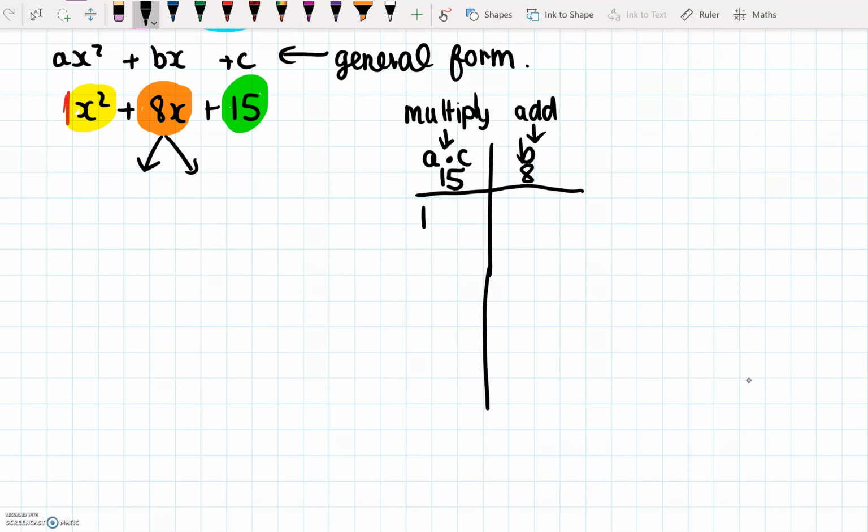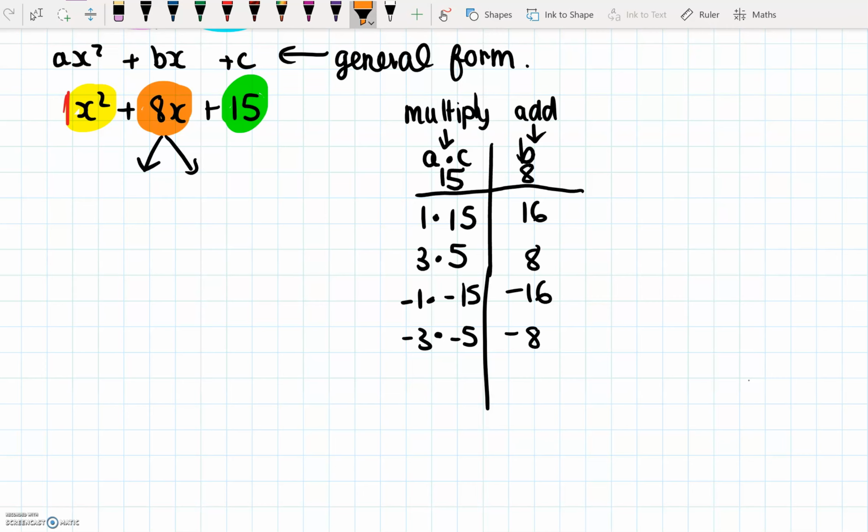So we can have 1 times 15. All right, let's just do the positive ones first. 1 times 15 and 3 times 5. We don't worry about half numbers or anything at the moment. Okay, then we can also have minus 1 times minus 15 and minus 3 times minus 5. All right, now they need to add up to 8. So what we do is we add these two numbers to find out what's going in the second column. So 1 plus 15 is 16, 3 plus 5 is 8, minus 1 plus minus 15 is minus 16, and minus 3 plus minus 5 is minus 8.